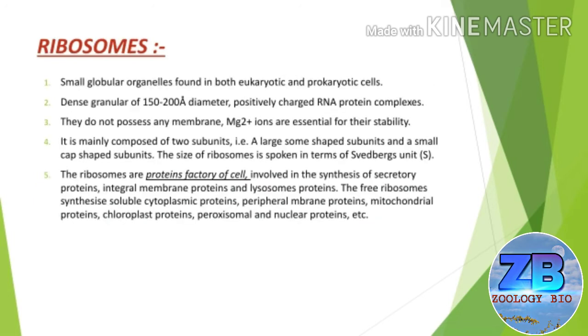And now I am talking about the ribosomes. The ribosomes are small globular organelles found in both eukaryotic and prokaryotic cells. Ribosomes are dense granules of 150 to 200 angstrom diameter. These were discovered by Palade in animal cells in the year of 1955. Ribosomes are positively charged RNA protein complexes. They do not possess any membrane.